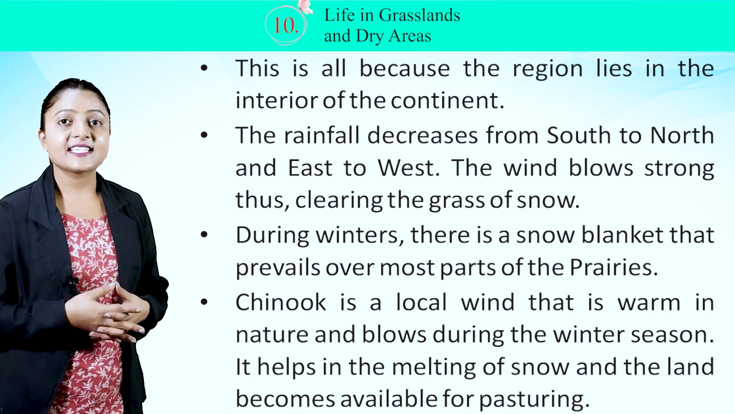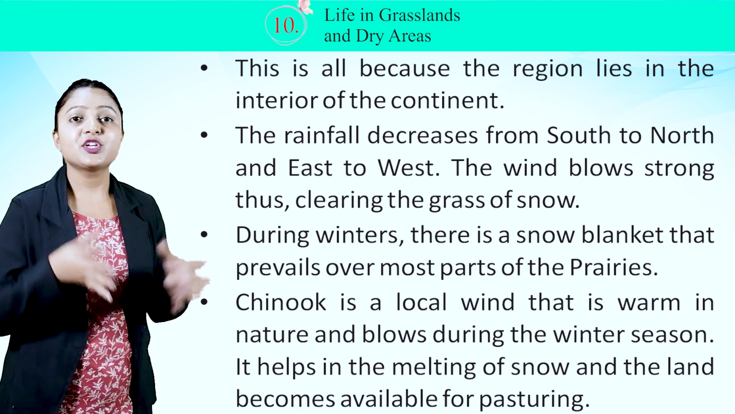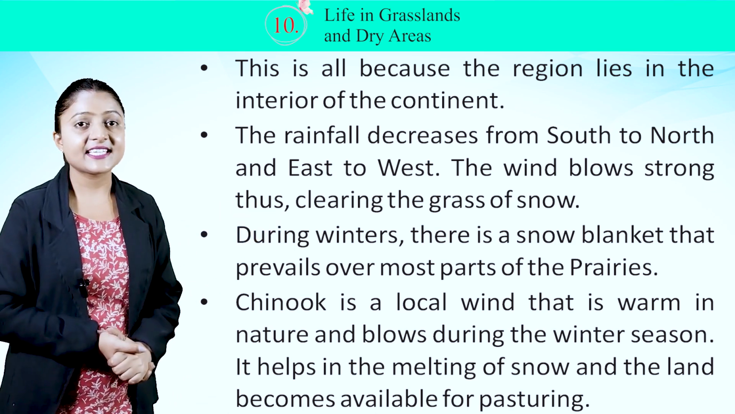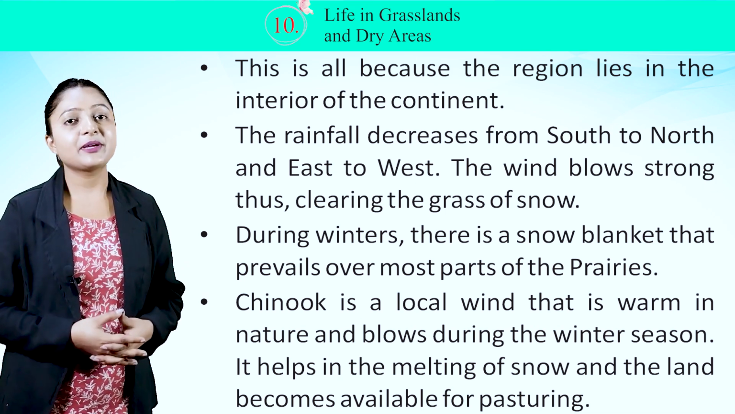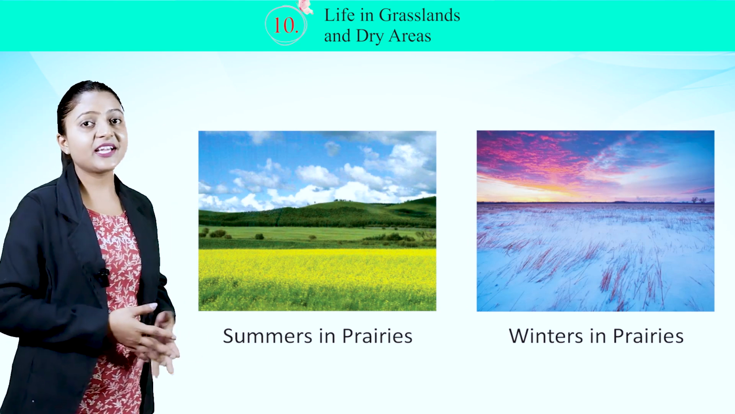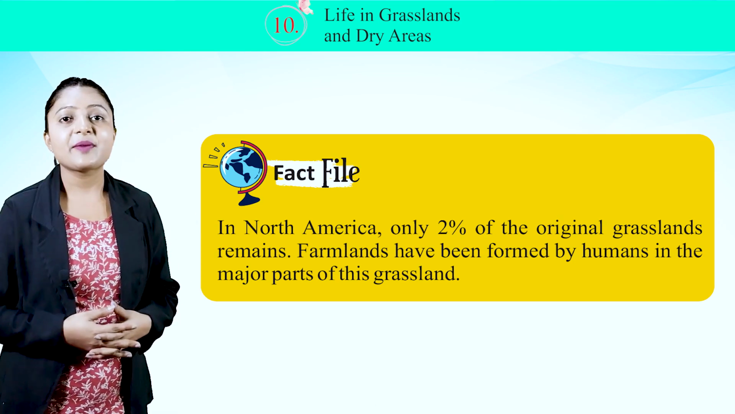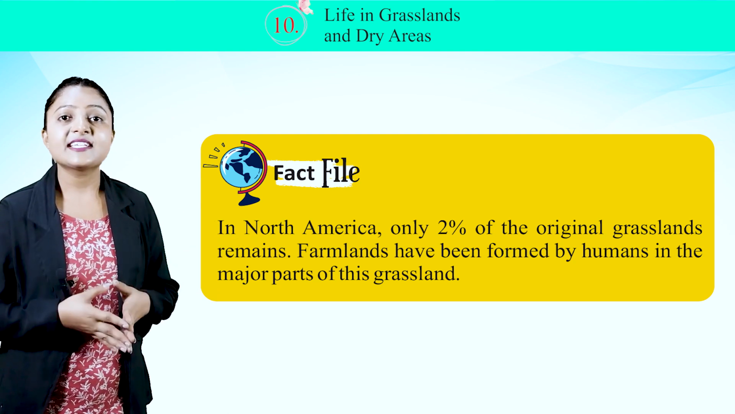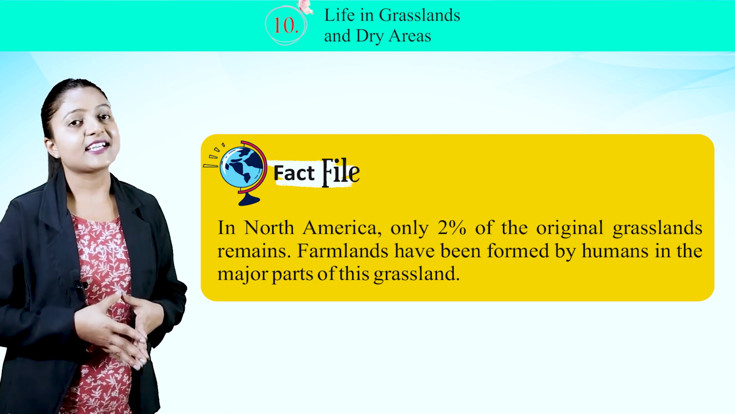During winters, there is a snow blanket that prevails over most parts of the prairies. Chinook is a local wind that is warm in nature and blows during the winter season. It helps in the melting of snow and the land becomes available for pasturing. In this image, you can see summers in prairies, winters in prairies. Fact file. In North America, only 2% of the original grasslands remain. Farmlands have been formed by humans in the major parts of this grassland.